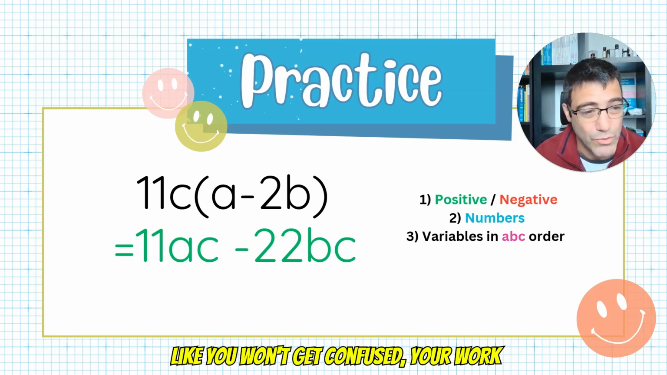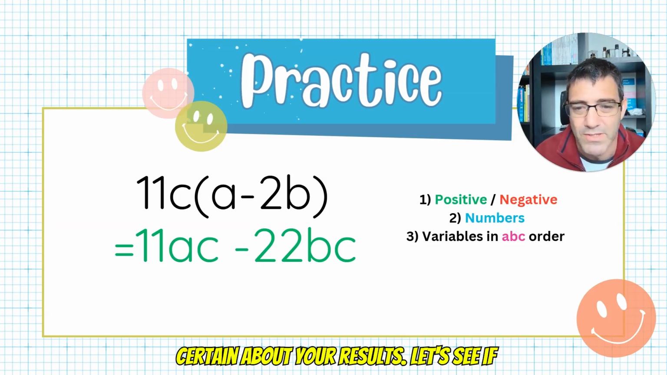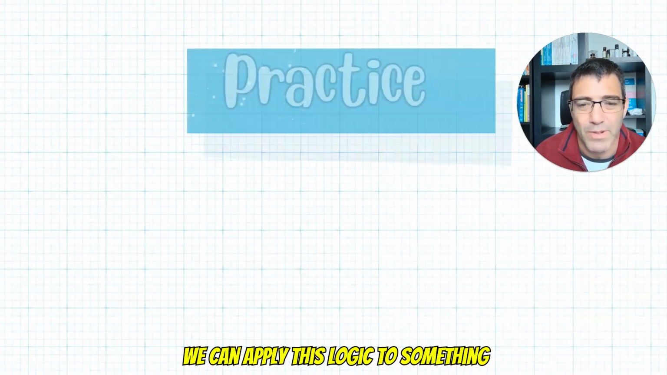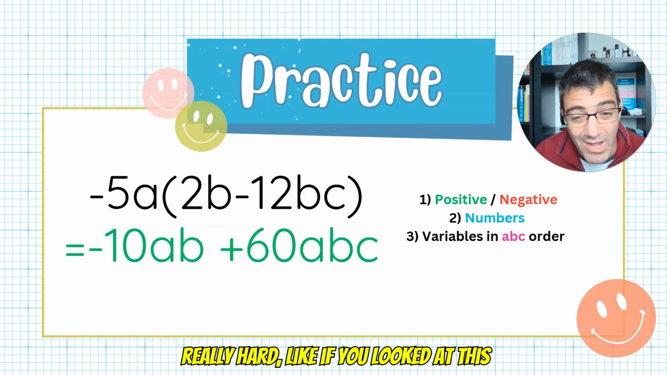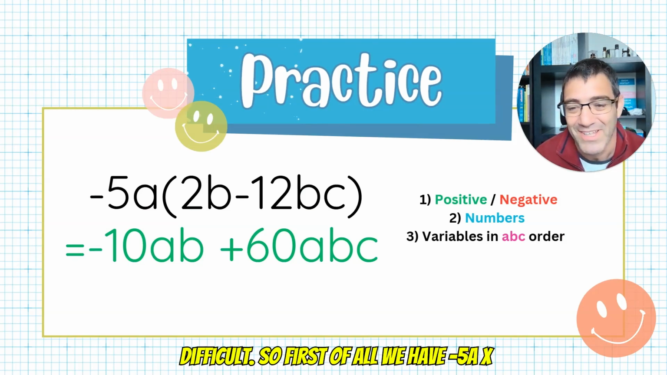Like, you won't get confused, your work will be more accurate, and you'll be more certain about your results. Let's see if we can apply this logic to something really hard. If you looked at this question, this is nuts and insanely difficult. So first of all, we have negative 5a times 2b.